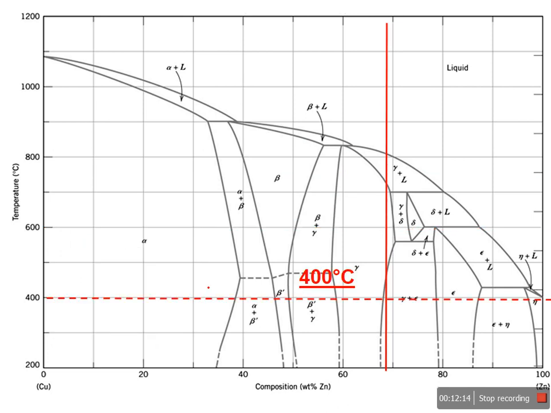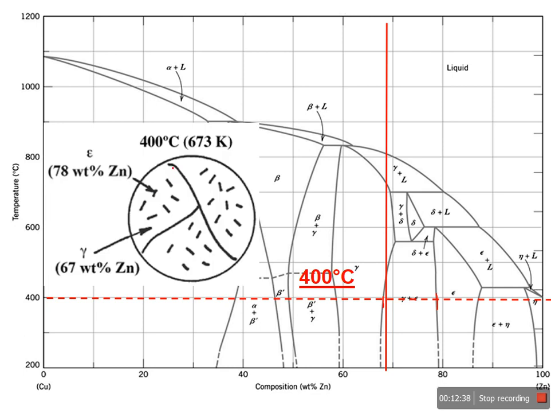And the final one, 400 degrees centigrade, is in the gamma and epsilon region. These are both solid phases. We know that because there isn't the symbol liquid. And again, by working out the intercept with the gamma boundary here, or the epsilon boundary here, we can estimate the compositions of these two components.